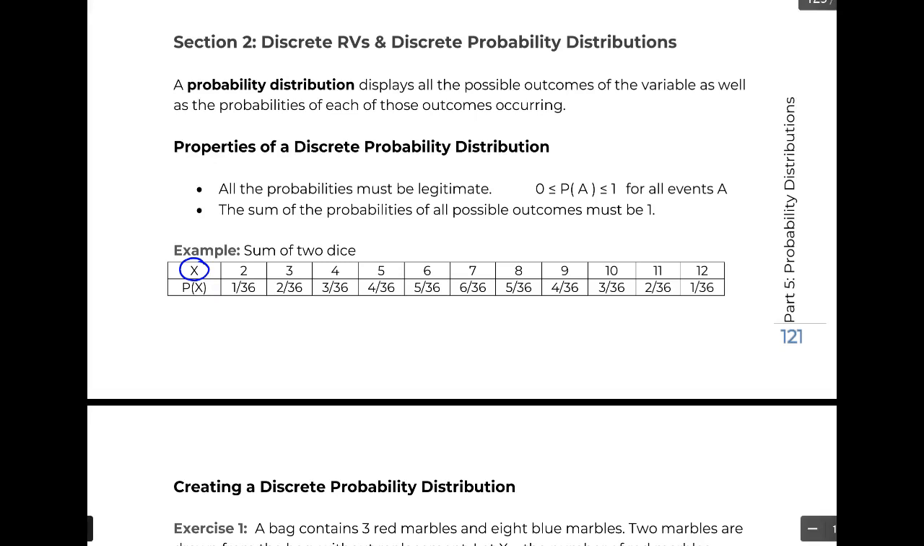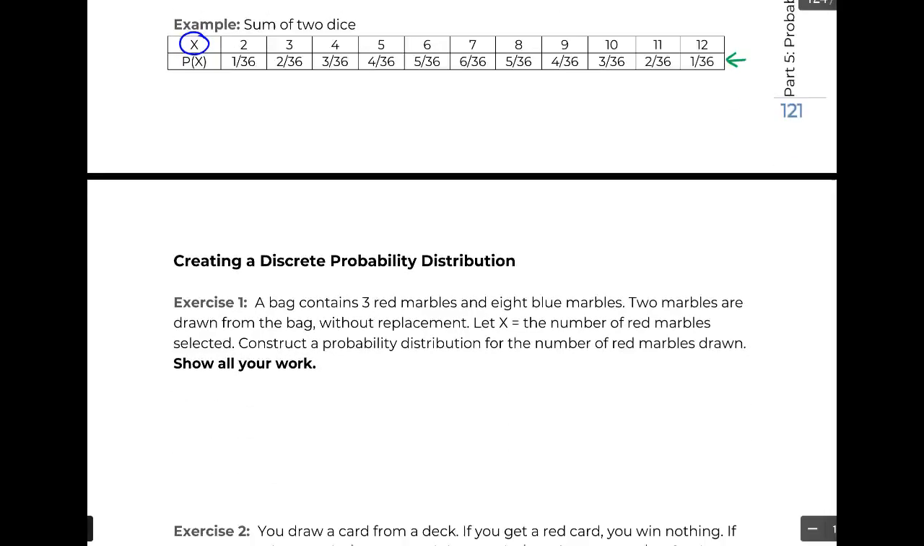In order for a discrete probability distribution to be legitimate, everything has to sum up to 1. So you must have every possible outcome because your x, your random variable, basically represents the entire sample space, and each of the probabilities individually has to be a legitimate probability between 0 and 1.